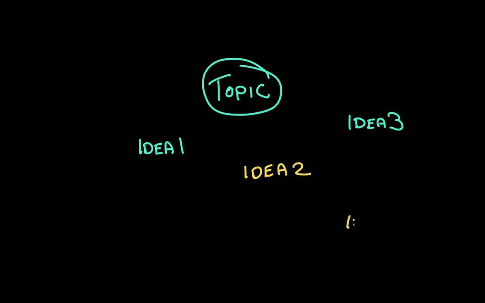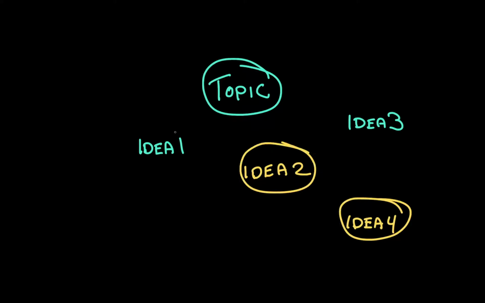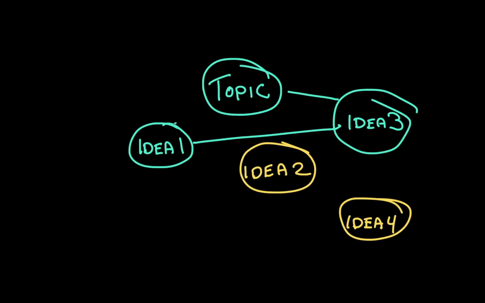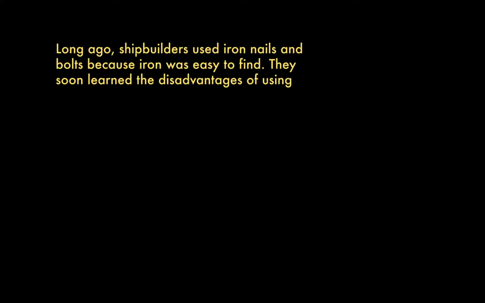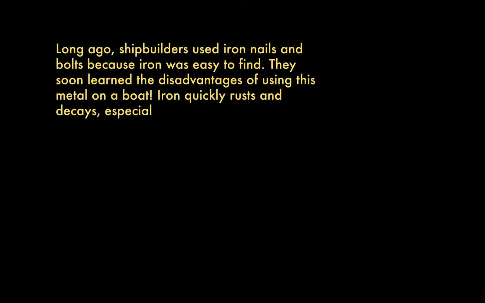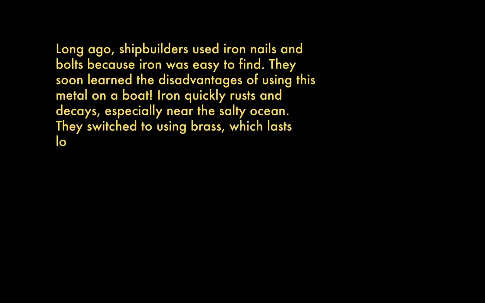Good readers make connections between ideas in a text. When I look at a passage, I ask myself, what do all these sentences have in common? How are they connected? Let's explain with a brief passage about building ships. Long ago, shipbuilders used iron nails and bolts because iron was easy to find. They soon learned the disadvantages of using this metal on a boat. Iron quickly rusts and decays, especially near the salty ocean. They switched to using brass, which lasts longer.